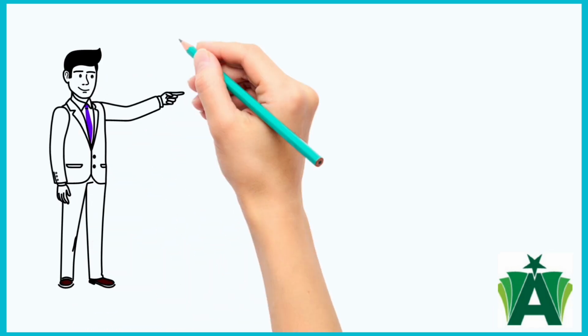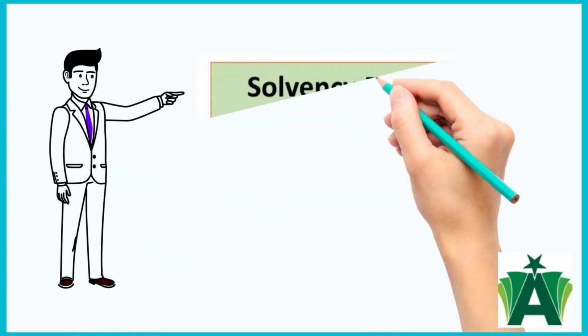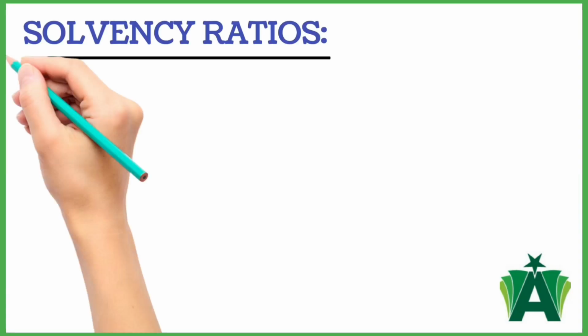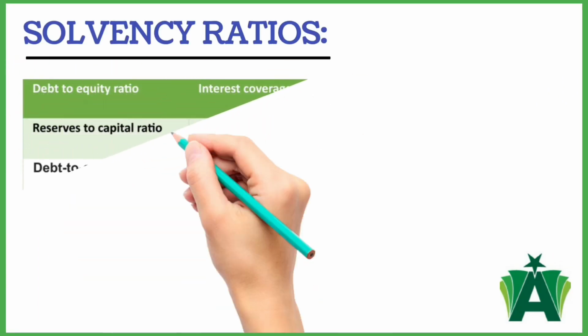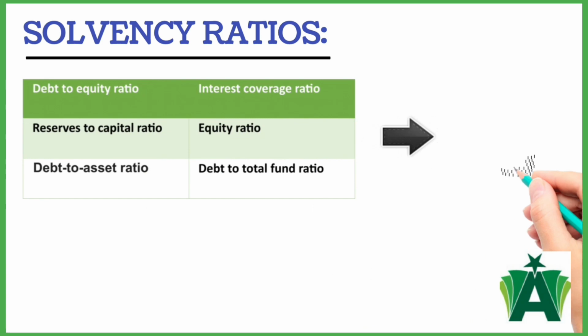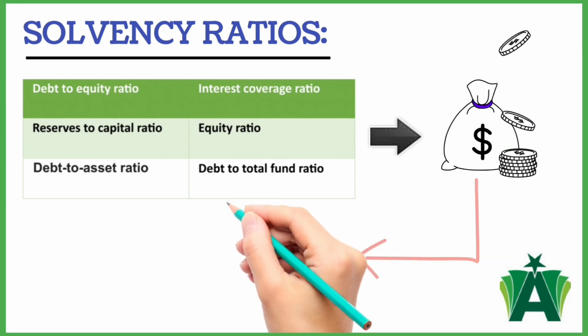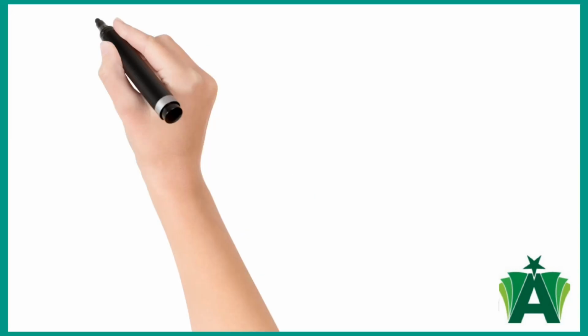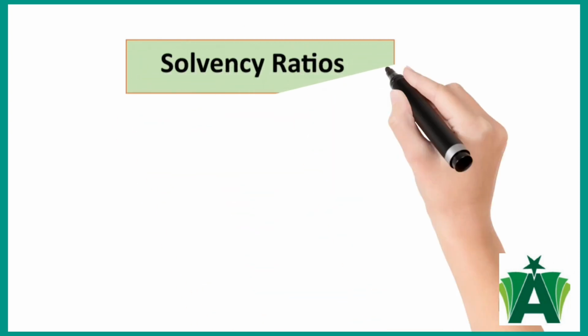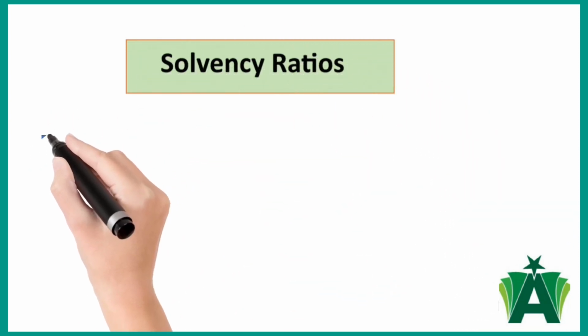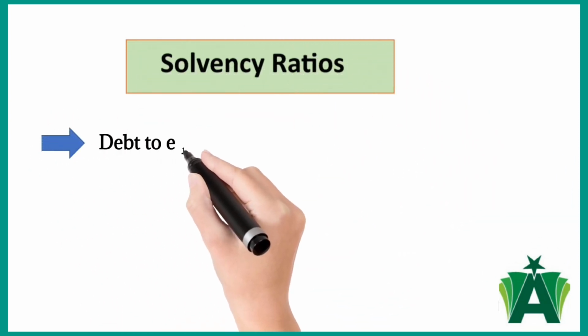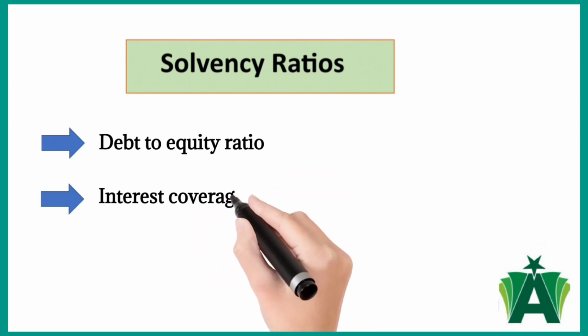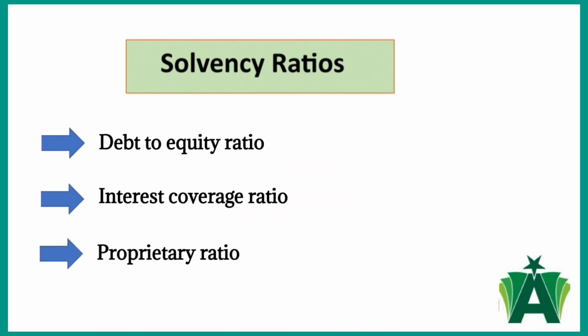Dear students, in this video, you will learn the solvency ratios in detail. Let's start to learn. Solvency ratios are a group of financial metrics that assess a company's ability to meet its long-term debt obligations. There are several different types of solvency ratios, but some of the most common include debt-to-equity ratio, interest coverage ratio, proprietary ratio.